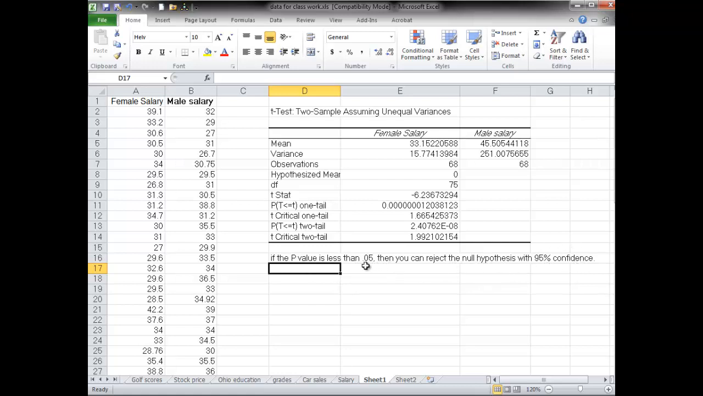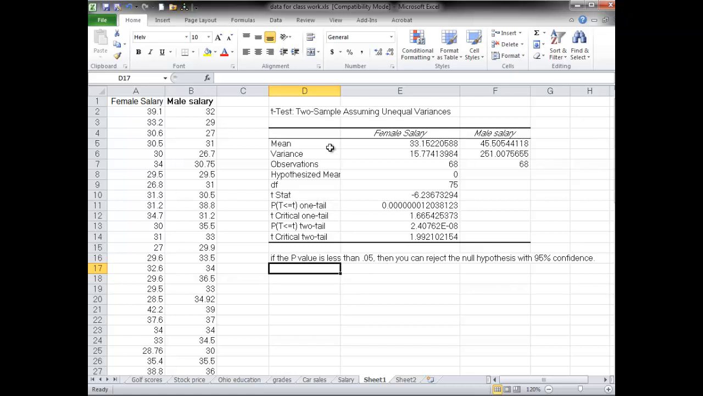The 95% confidence comes from the 0.05. It's 1 minus 0.05, that's how confident you are. If the p-value is less than 0.01, for example, then you can reject the null hypothesis with 99% confidence, and it goes on like that. So if the p-value is less than 0.05, you can reject the null hypothesis with 95% confidence.